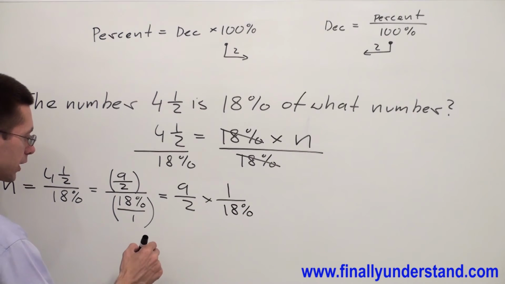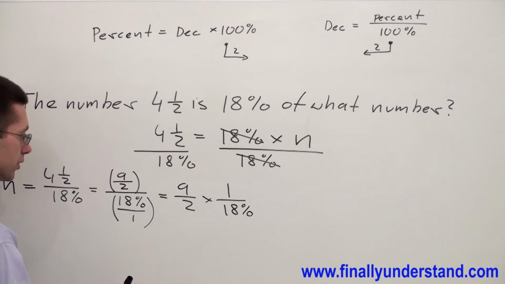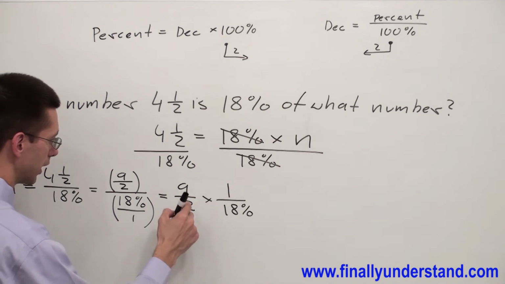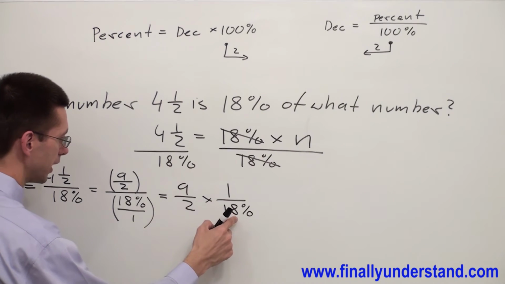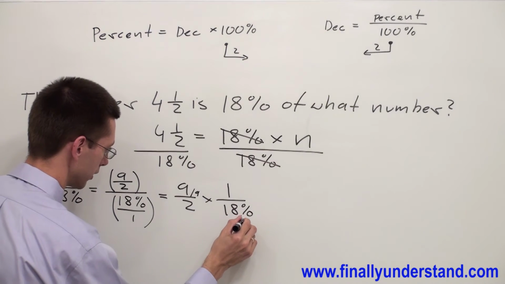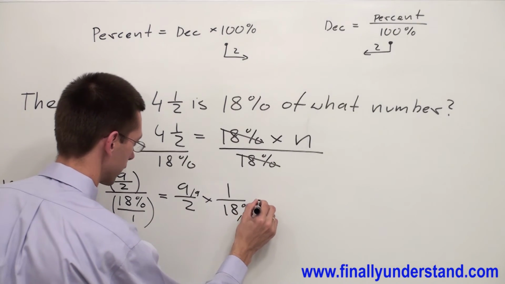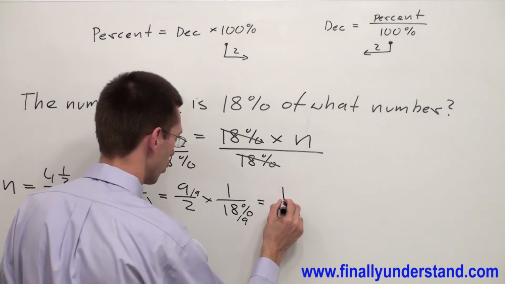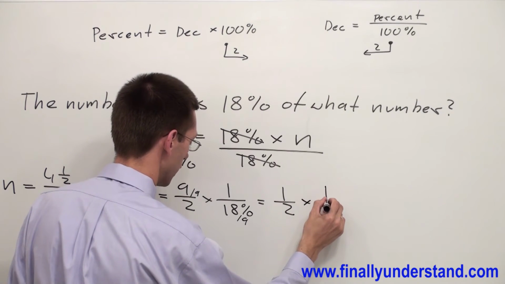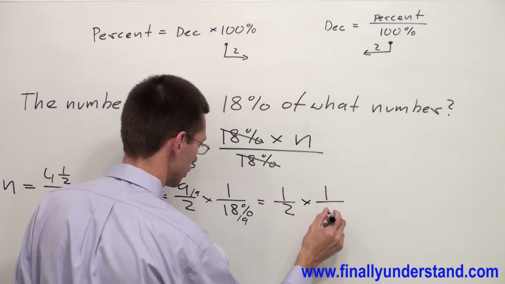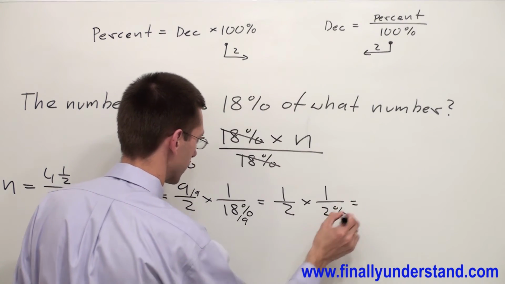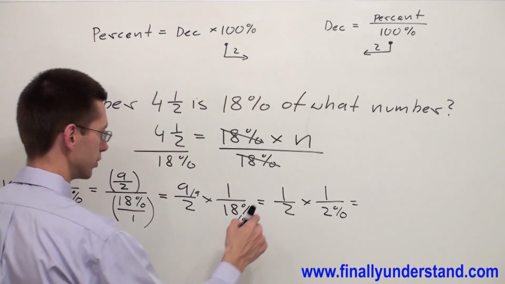Check if we can reduce any numerator with any denominator because we have multiplication. Okay, we can do that. So I have 9 and I have 18. 9 and 18 are divisible by 9. That's why I'm going to have 1 over 2 times 1 over 2%. Okay, now I can perform the multiplication.